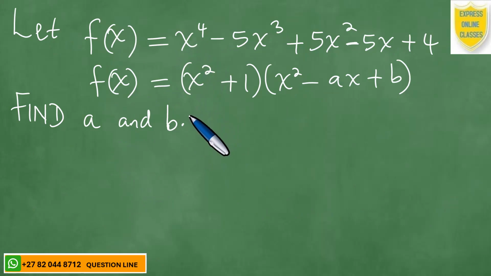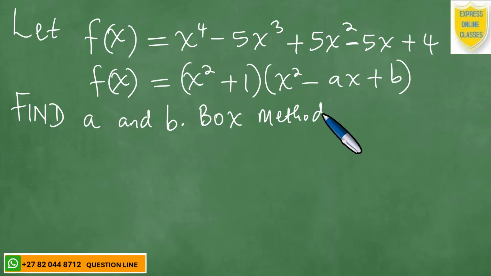And so we want to find the numerical values of a and b, and we shall use the method we call the box method. And so using the box method, how do we find the numerical values of a and b? We begin as follows.